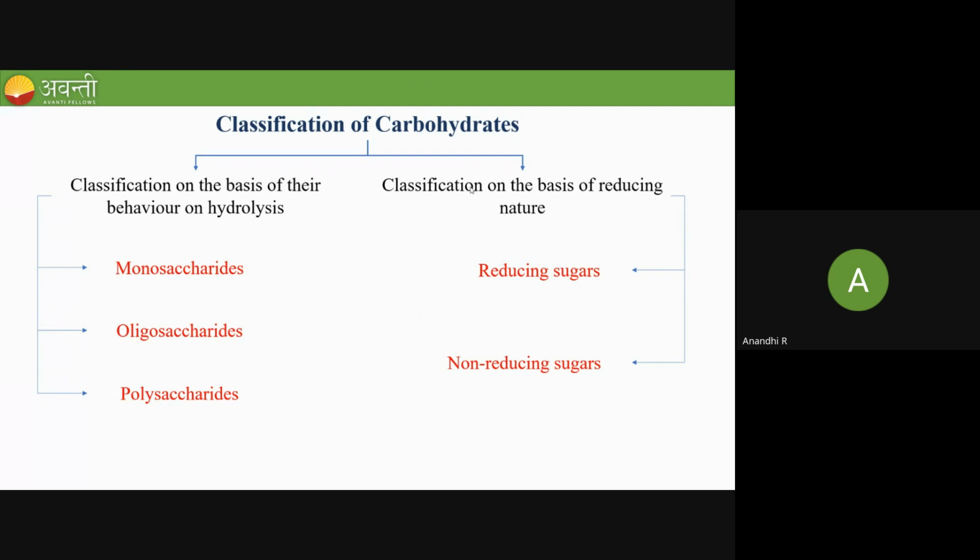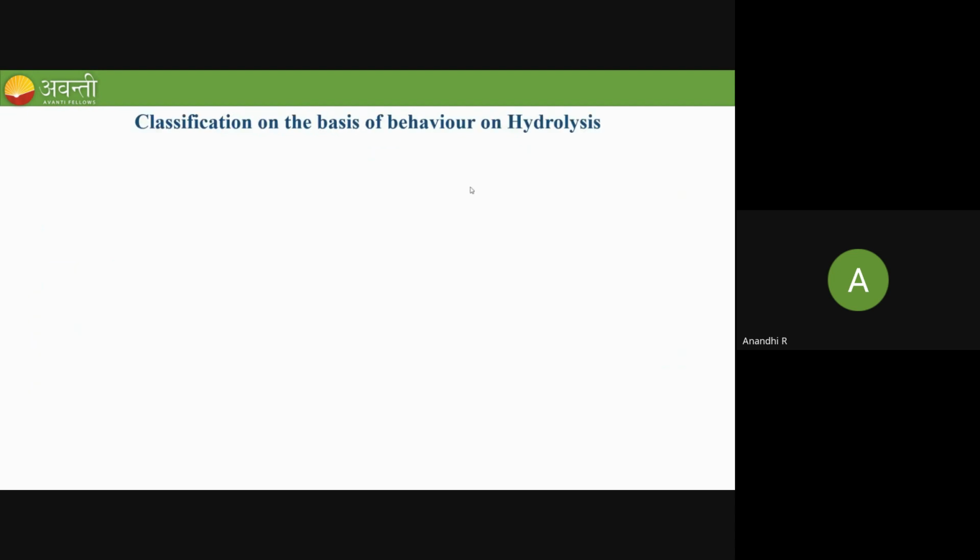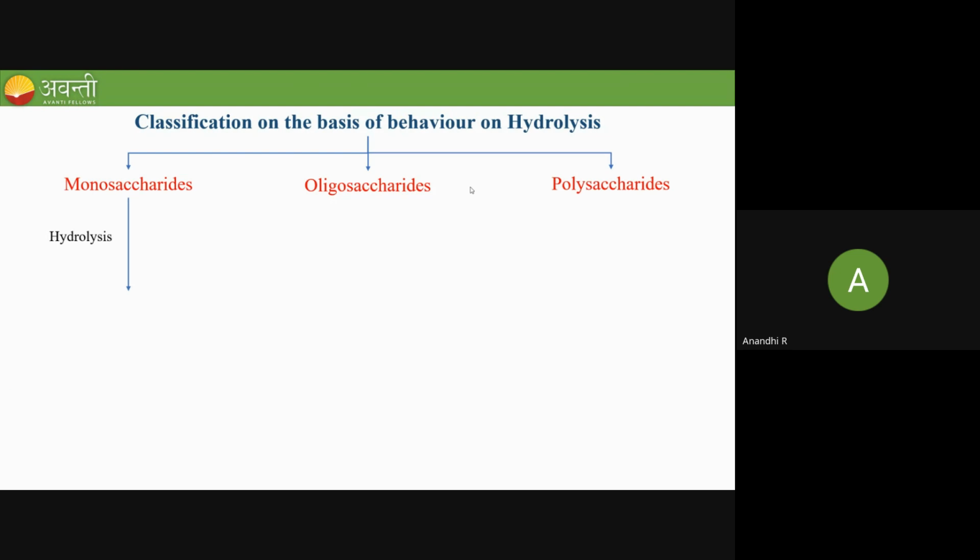So how many classifications do we have? We have two different classifications, and we are going to see them one by one. I'll go for the classification on the basis of behavior of hydrolysis. On this, three divisions are there. So what are monosaccharides? Monosaccharides on hydrolysis cannot be hydrolyzed further to give a polyhydroxyaldehyde or ketone. Means you cannot hydrolyze a monosaccharide.